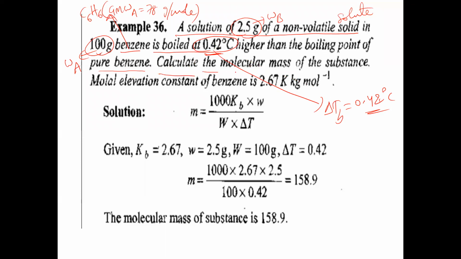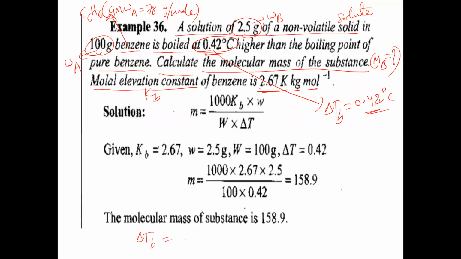And calculate the molecular mass of the substance. That means the gram molecular weight of solute is asked. And the molar elevation constant of benzene is 2.67 Kelvin kg mole inverse. Already they gave the Kb value of benzene, 2.67. So now they asked you to calculate the gram molecular weight of solute. What is the formula here? The original formula, delta TB.